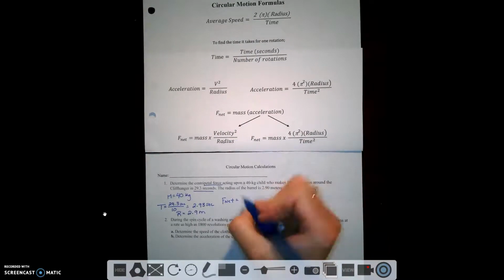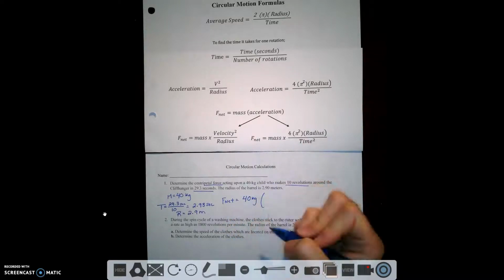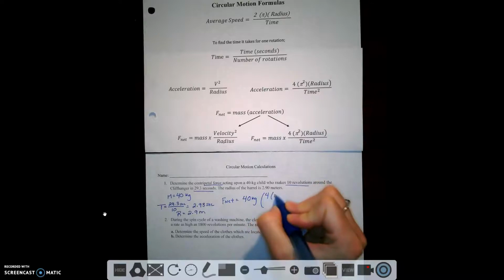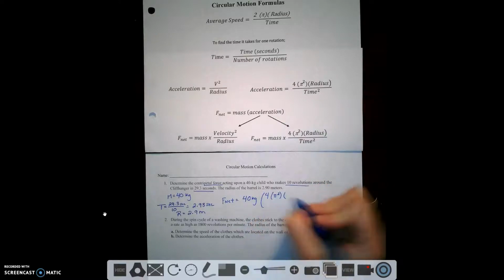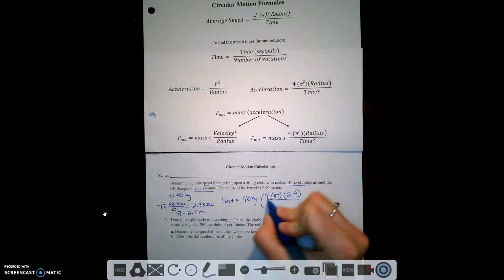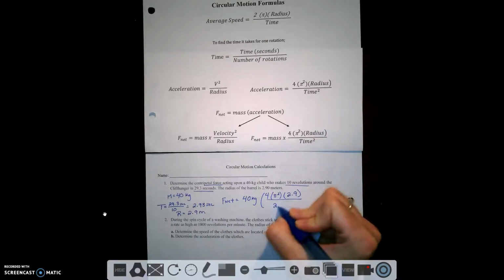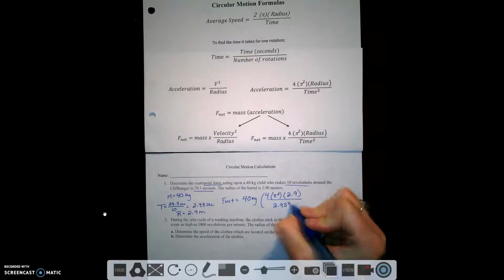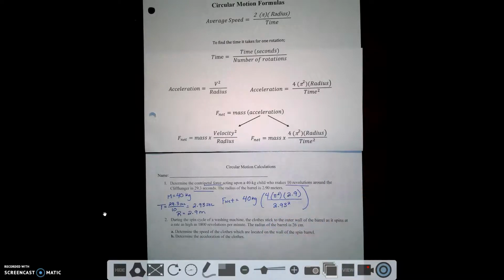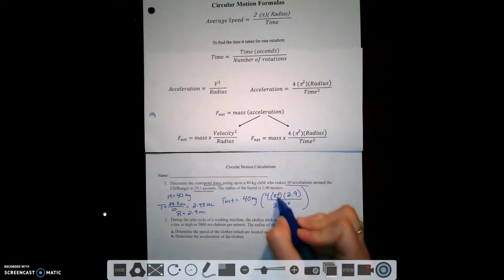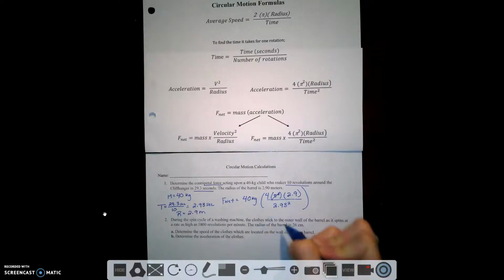So our mass that they give us would be 40 kilograms. We're going to be multiplying that by 4 pi squared. Our radius is 2.9, and that's going to be divided by our time, which is 2.93, and we're going to square that. So that is how you set up this formula. So the first thing that you want to do again is square your pi and square your time.